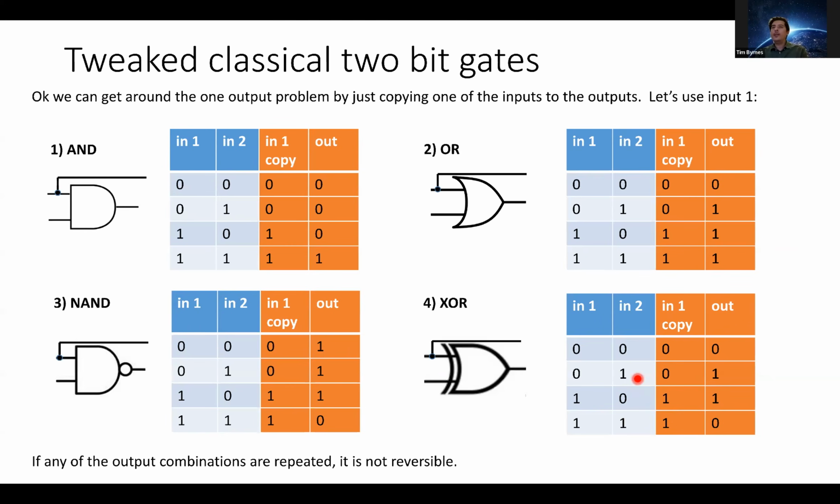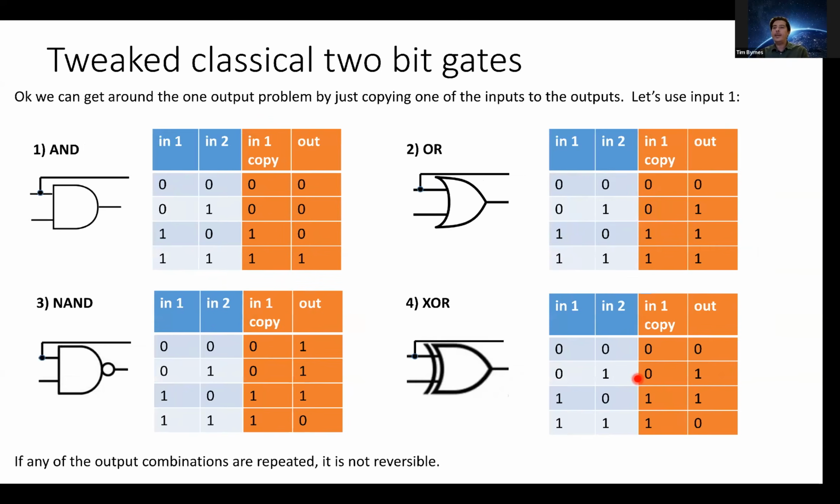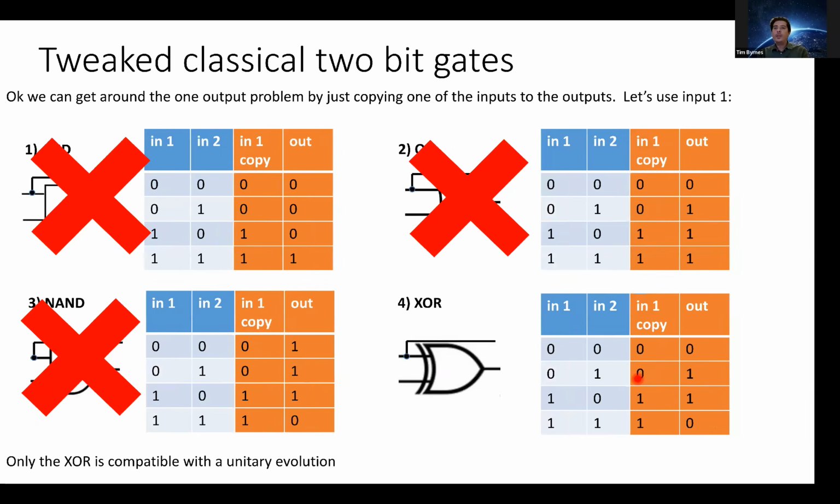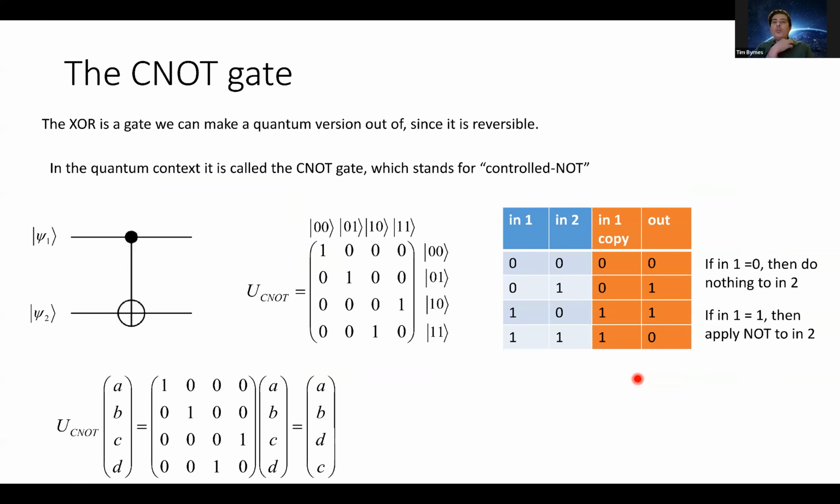Fortunately, we do have a 2-qubit gate that we can make a quantum state out of. So these first 3, we just cannot make them reversible. There's no way that we can make a unitary evolution out of them. So in the quantum context, we don't call it XOR, we actually call it the C-NOT gate. And the C-NOT gate stands for controlled NOT.